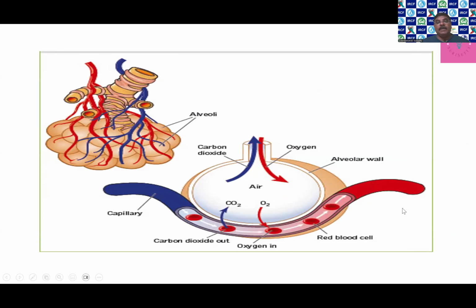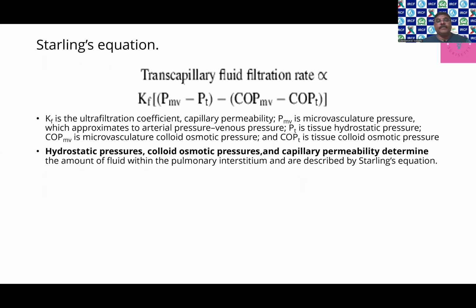So this is the normal alveoli. Air will come, and oxygen in the air will be taken by the capillaries, the red blood cells, and carbon dioxide will be released. This is a normal phenomenon. This is ventilation. This is perfusion. Ventilation and perfusion are both important, especially for living patients.